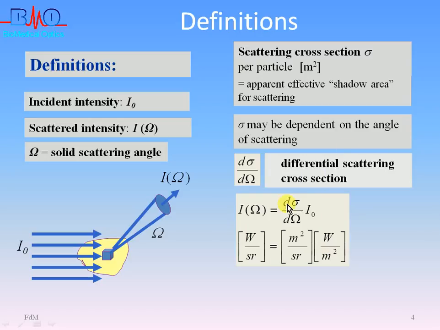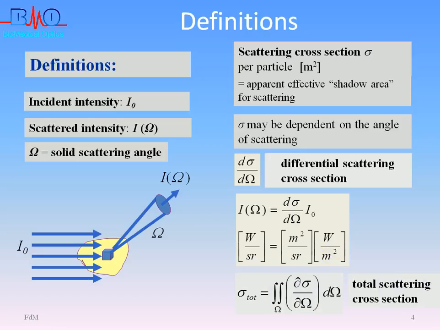And now we can write that the I of omega, when we have one scatterer, is d sigma d omega times I naught, expressed in watt per steradian, square meters per steradian, and watt per square meter respectively. We can define a total scattering cross-section by integration over the solid angle.